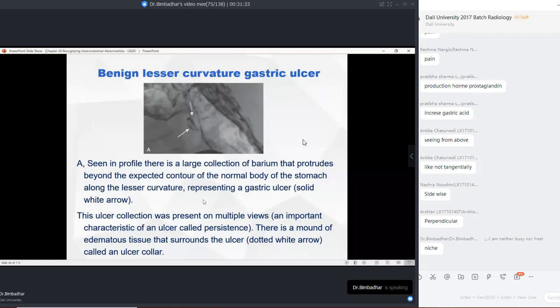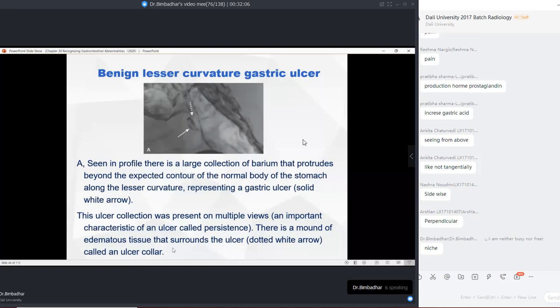Niche is a collection of the barium along the ulcerous region. Wherever there is an ulcer, there is a depression, and the depression collects barium, and the collection of the barium looks much more white, so it is called a niche. So that niche will be there. That is the first thing. That niche is present in multiple views.